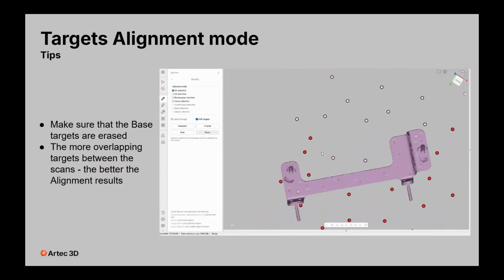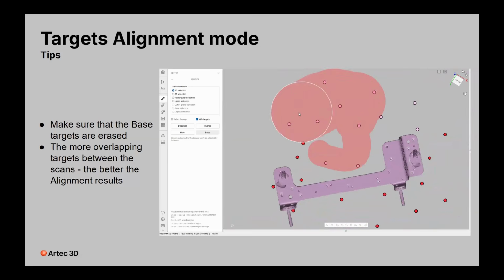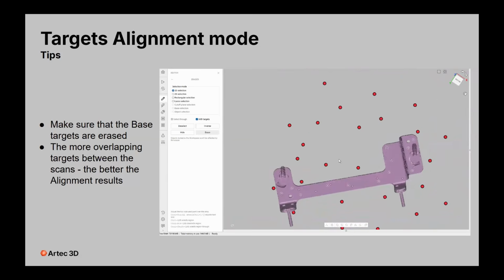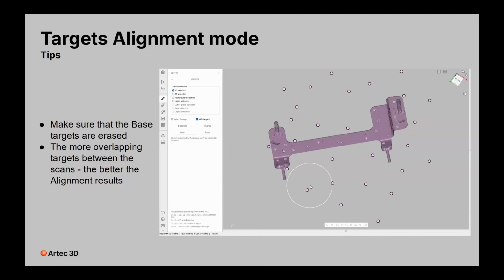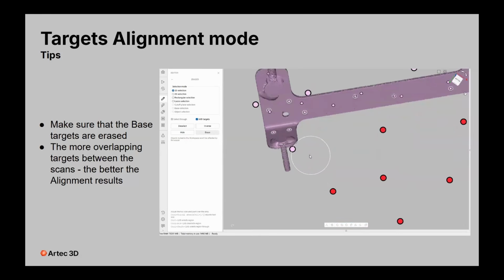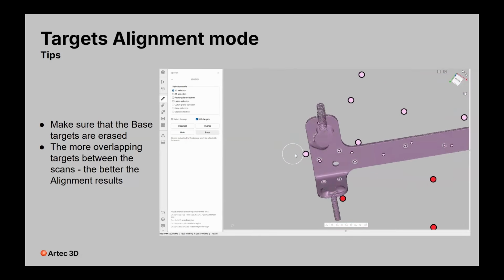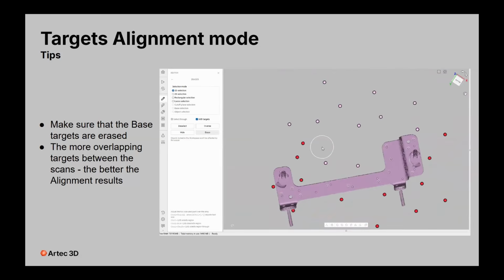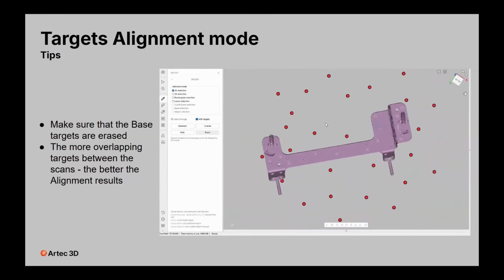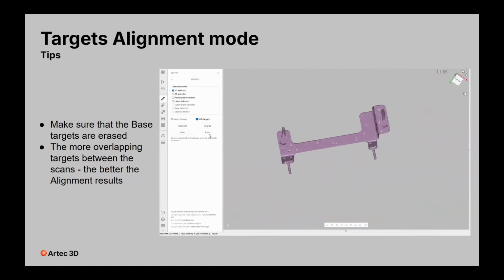And then, in case you haven't erased those targets automatically, you would need to do it manually in order to avoid any sort of confusion for the algorithm. Because if you don't erase them, then you are going to have multiple different scans that have those same points on the base, and then the alignment might not work properly. Of course, you will see that, but it's just a tip.